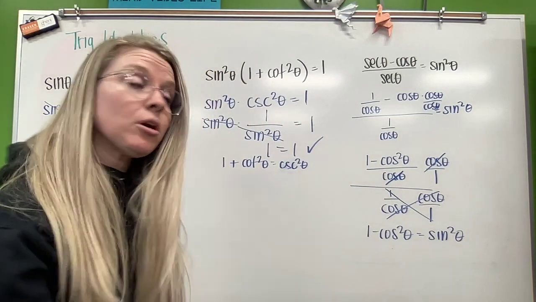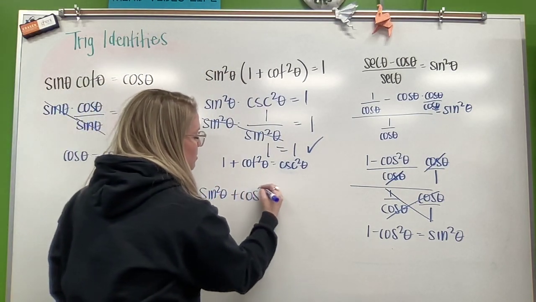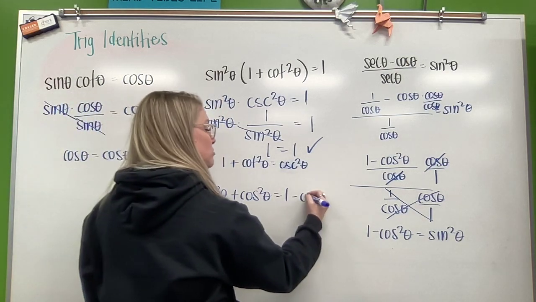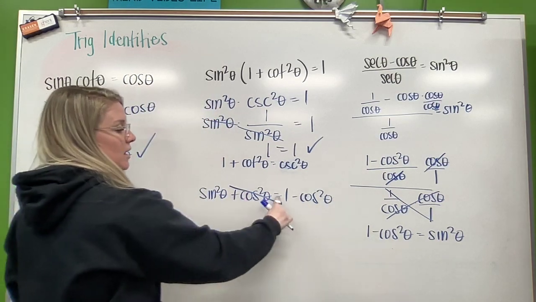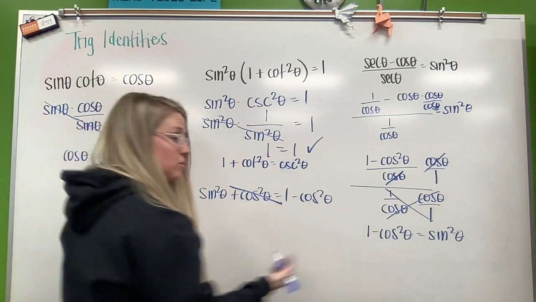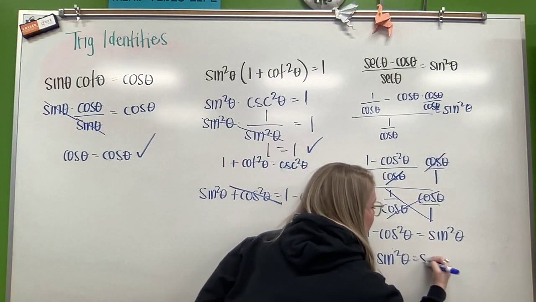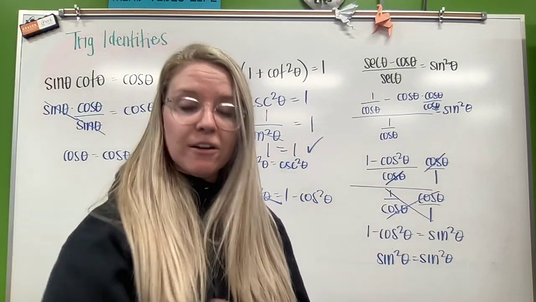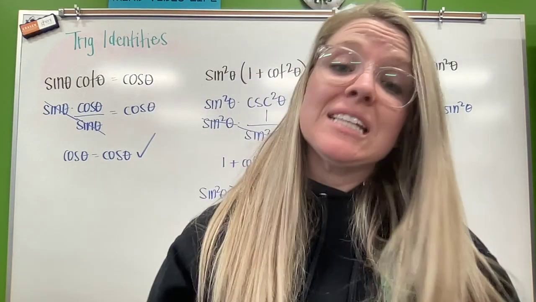And again, if you remember our trig identity, which is sine squared theta plus cosine squared theta equals 1, if I subtract the cosine squared theta from both sides, sine squared theta equals 1 minus cosine squared theta, so I can make that substitution. Sine squared theta equals sine squared theta. Done. Verified. That's it. It is a little bit tricky and it's a little bit like a riddle.